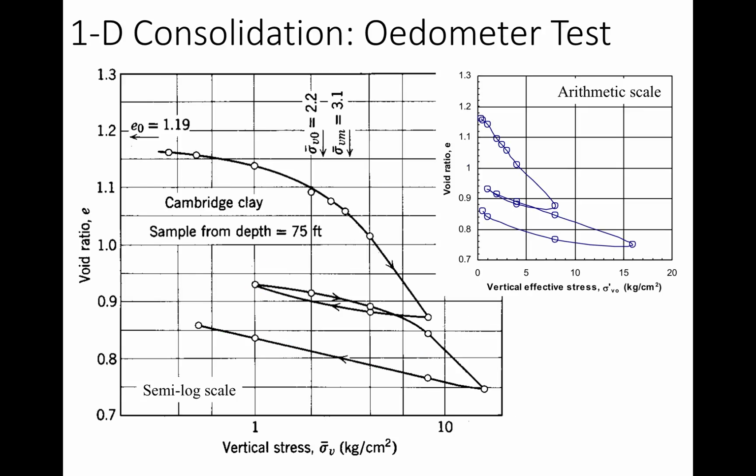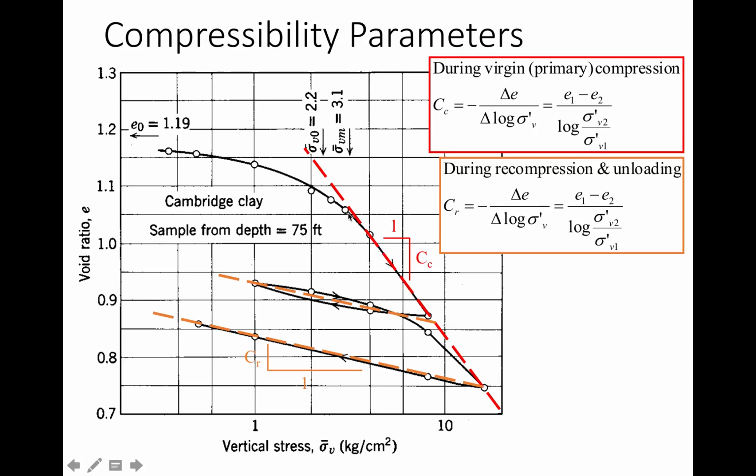Here's another example of an odometer test. Notice that we're in log scale, but this is what it would look like if you're in an arithmetic scale. It would not have as much of this curve that you see in this log scale. There's two types of parameters that you'll calculate that are important to understand that you get from the data.